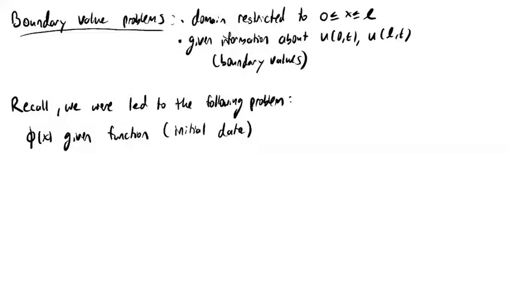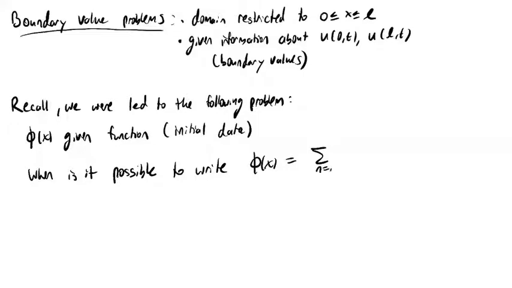And so the question was, when is it possible to write my function phi of x as a possibly infinite sum of combinations of sine waves at different frequencies, at some discrete collection of frequencies? For example, when is it possible to write phi of x as the sum from n equals 1 to infinity of some number a_n times sine of n pi over L x?